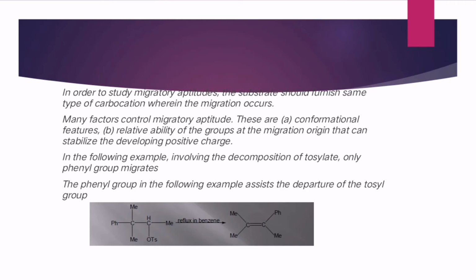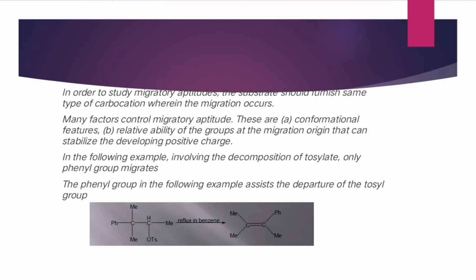Many factors control migratory aptitude. These are conformational features and the relative ability of the groups at the migration origin that can stabilize the developing positive charge. In the following example involving the decomposition of tosylate, only the phenyl group migrates. So the phenyl group in the following example assists the departure of the tosyl group.